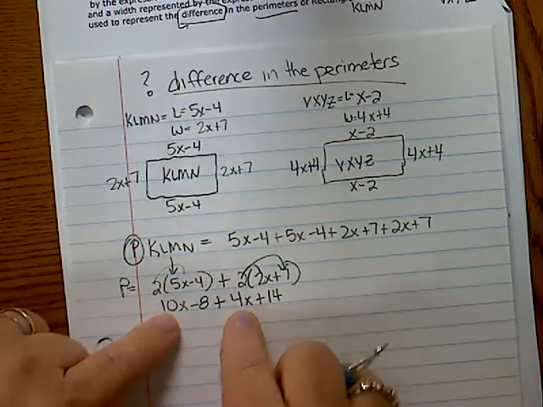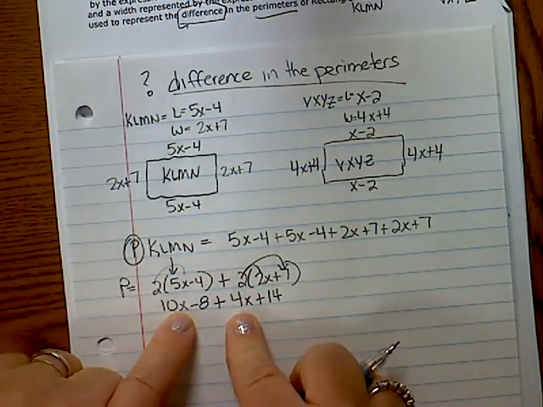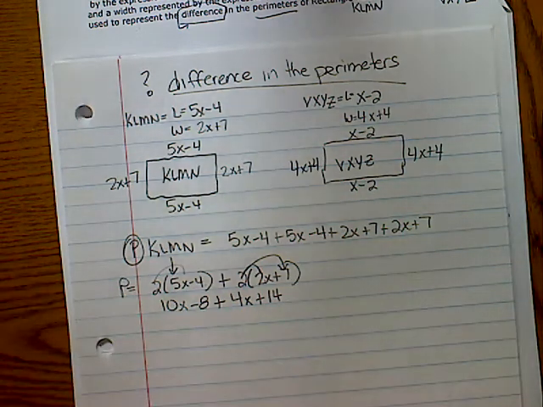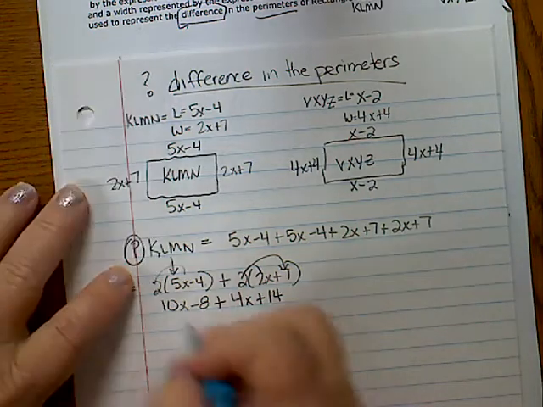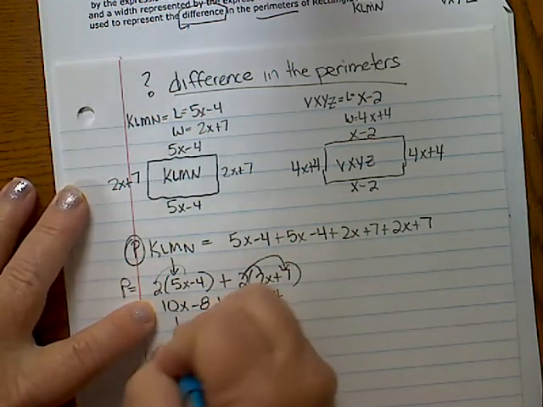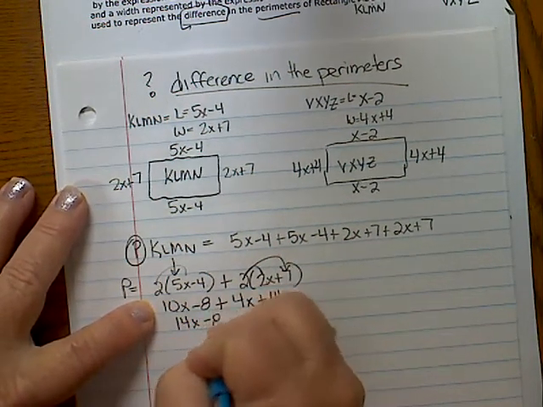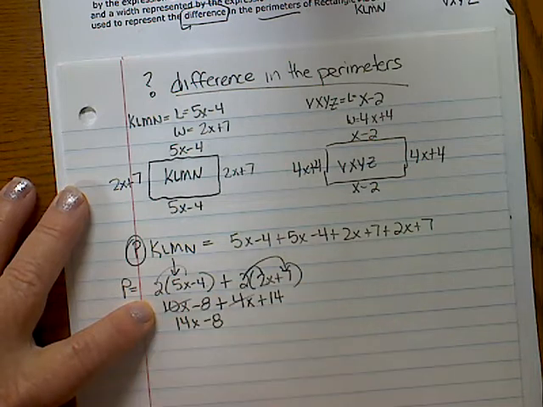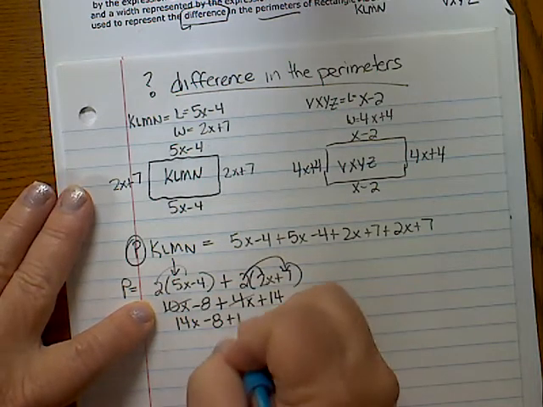So I have two terms with x, so I can put those together. Do it one step at a time. Don't try and do too much at once. So I'm going to take my 10x and my 4x and make it 14x. I still have my, and I can do this just so I know what I've done, plus 14.